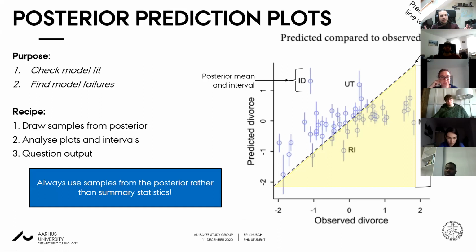So again, the takeaway from this is to always use samples from the posterior rather than just summary statistics. Because if we would have just taken the mean or median and maybe the kurtosis of the posterior distribution of divorce rate, that wouldn't have told us nearly as much as if we had fully drawn out this kind of sample approach.